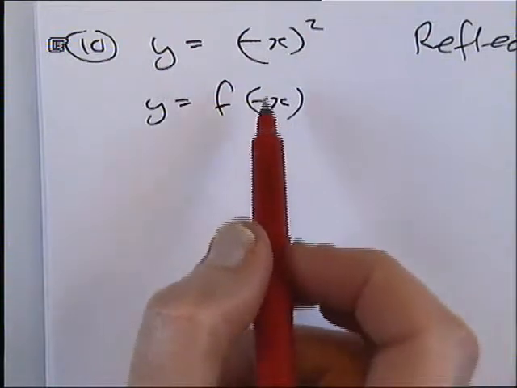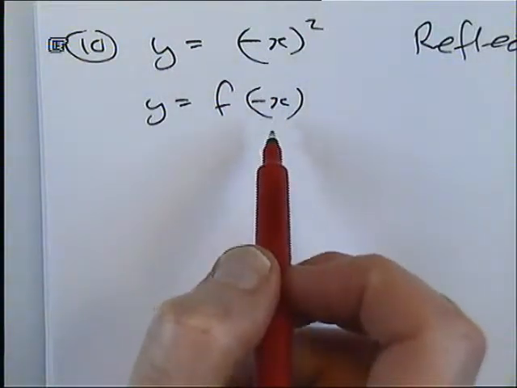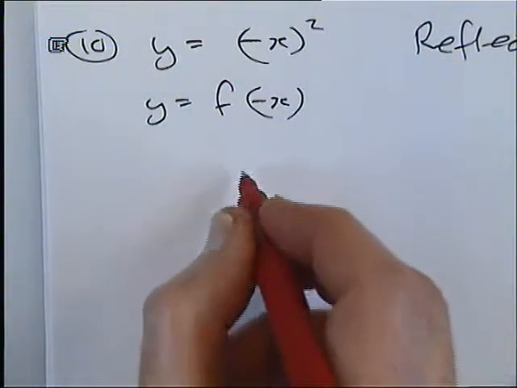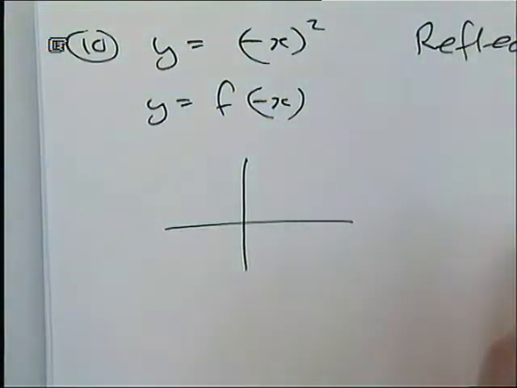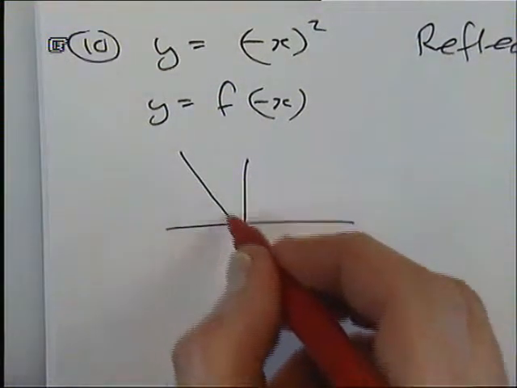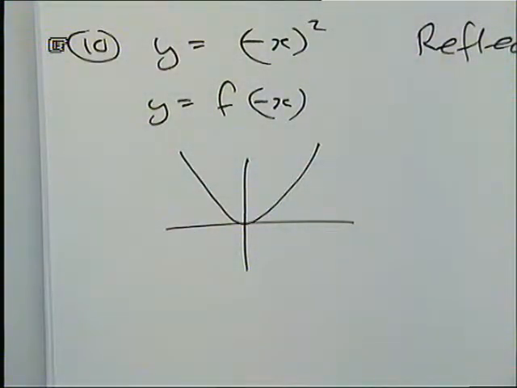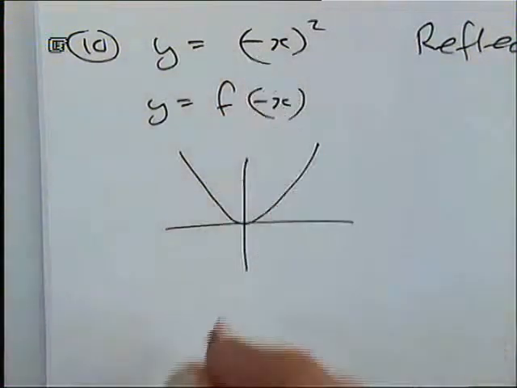So before, whatever was happening at minus 3 now happens at plus 3. Whatever happened at plus 3 happens at minus 3. It is a reflection in the y-axis. What will our y equals x squared look like when it's reflected in the y-axis? Exactly the same, yeah. So here there's actually no change for this curve. But that is a reflection in the y-axis, that minus sign there.